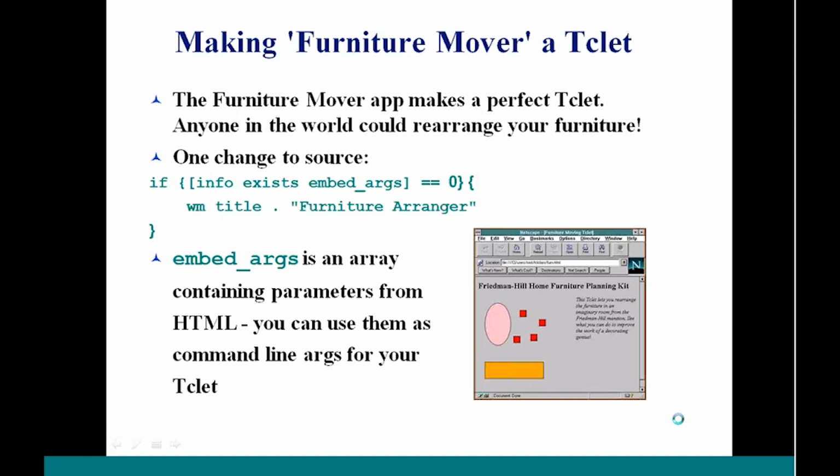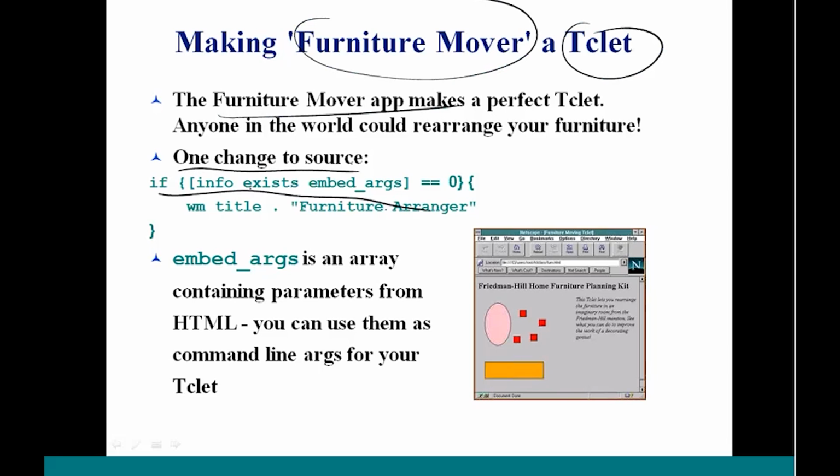So if you were to take the furniture mover and convert that into a ticklet, first of all, the furniture mover application itself makes a perfect ticklet. Anyone in the world could rearrange the furniture. There's only one change to the source, which is: if info exists embed args equal to 0, then do the window manager. The embed args is an array containing the parameters from HTML. You can use them as command line arguments for the ticklet.